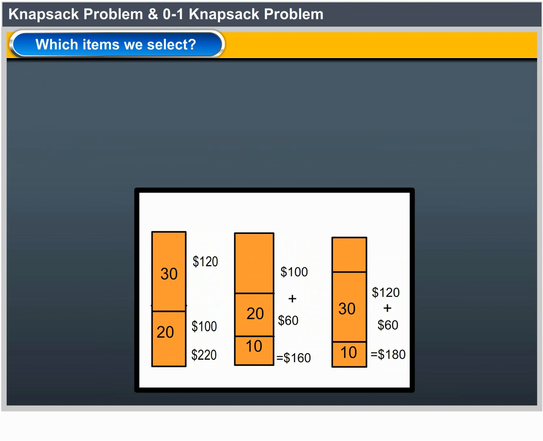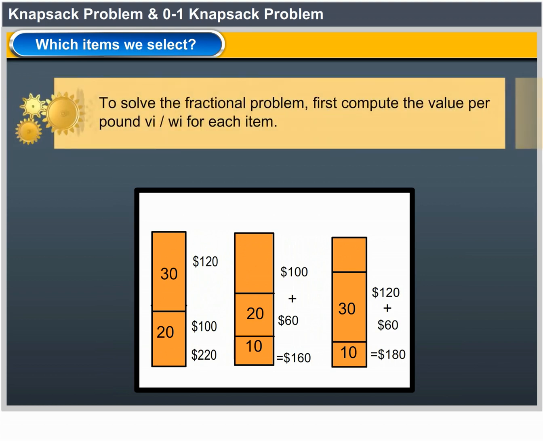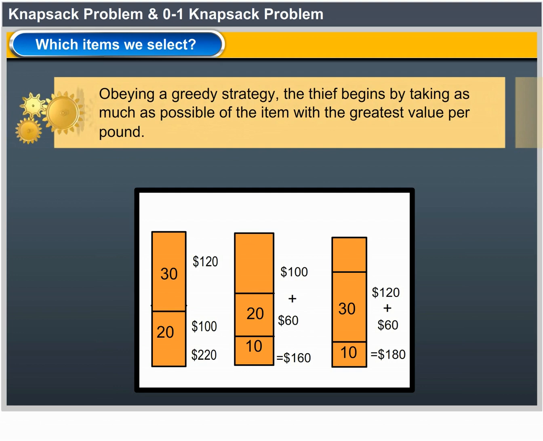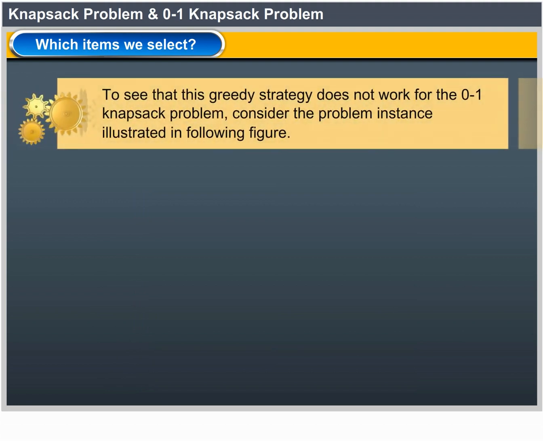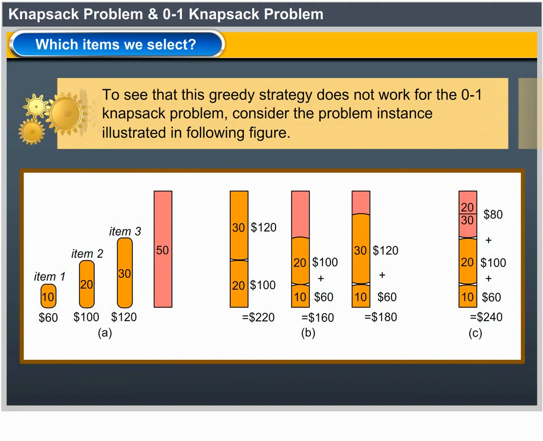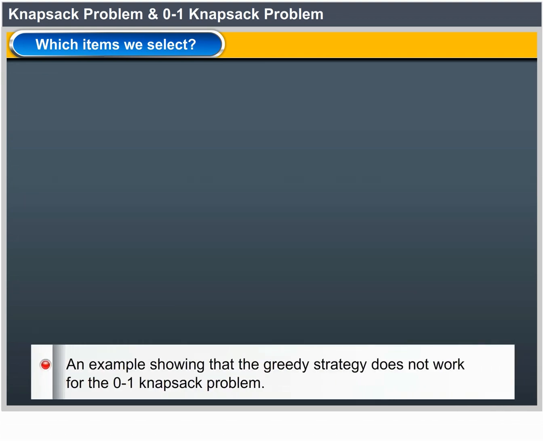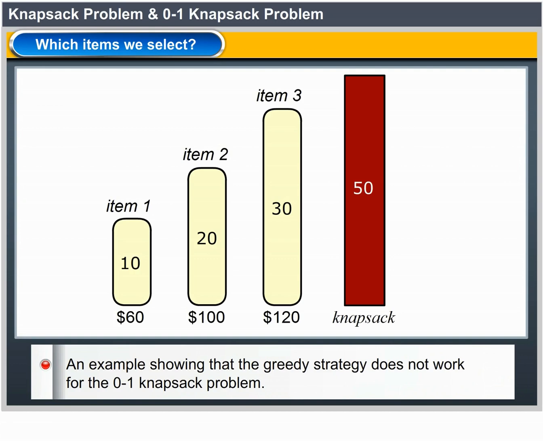Thus, by sorting the items by value per pound, the greedy algorithm runs in O(n log n) time. We leave the proof that the fractional knapsack problem has the greedy-choice property. To see that this greedy strategy does not work for the 0-1 knapsack problem, consider the problem instance illustrated in this figure, as an example showing that the greedy strategy does not work for the 0-1 knapsack problem.